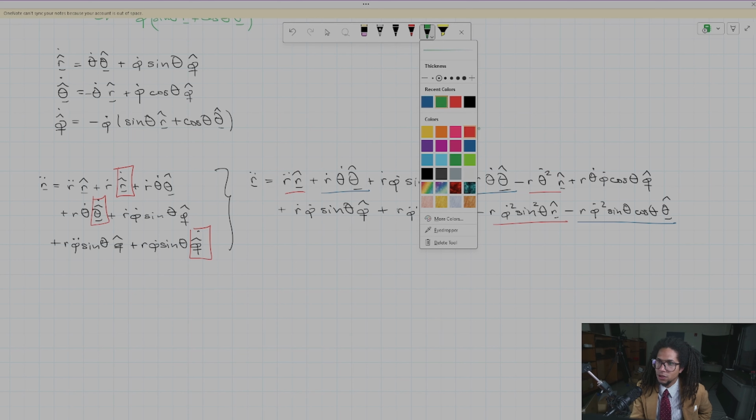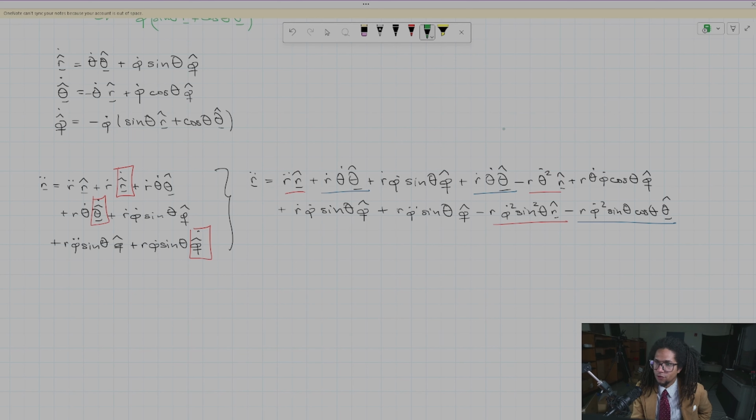And we'll use green for all of our phi hat direction. So when we group everything, we find that in the r hat direction, we have r double dot minus r theta dot squared minus r phi dot squared sine squared theta.